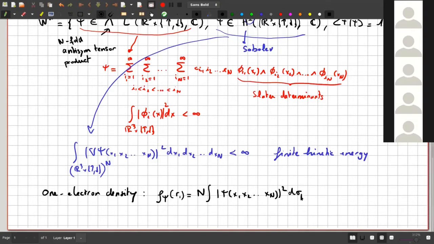So I integrate over sigma 1, the spin of the first electron, and then I integrate over x2, space and spin of the second electron, etc., until xn. So if I want to be precise here, I will say that I integrate over the spin space of the first electron, and then I integrate over space and spin of the n minus 1 remaining electrons. Okay, and one property of this density is that it is normalized to the number of electrons. So if you integrate the density over all space, R3, it must be the number of electrons. Okay, so basically, now we are going to explain how we can express the variational theorem in terms of rho.